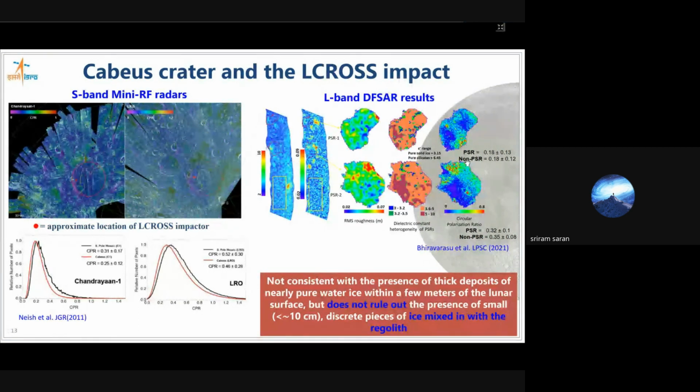So we did not rule out the presence of small discrete pieces of ice mixed with the regolith, but as we know, this roughness plays a very dominant role in the received radar returns, we could not exactly separate those patches from the surface. But the values of dielectric and the roughness pointed out that there could be some patches of water ice on the floor of Cabeus.